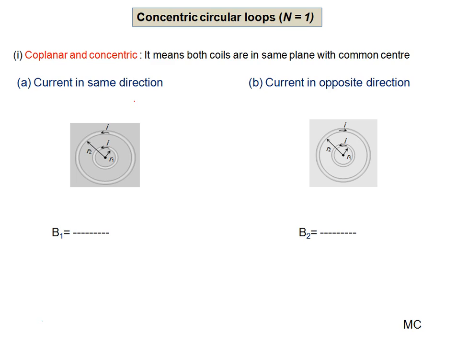Now you have to tell me, if I give you one situation, there are two coplanar concentric coils. Concentric coils are given to you. First situation is that current is in the same direction, you have to tell me the net magnetic field at the center. In the second case, current is in the opposite direction. Firstly, we will solve the left hand side diagram first.